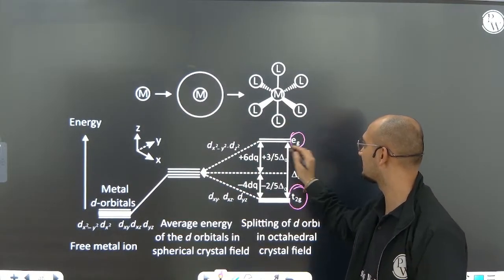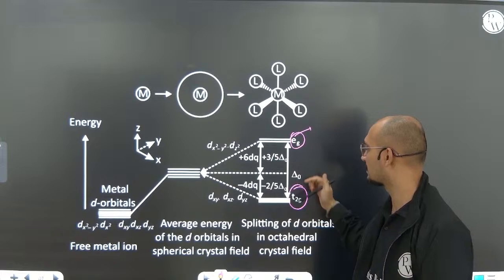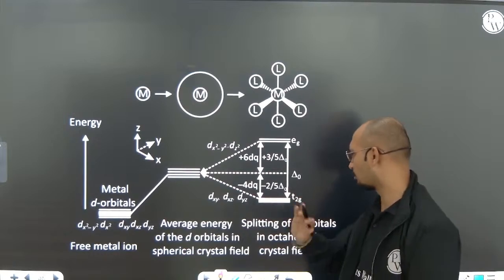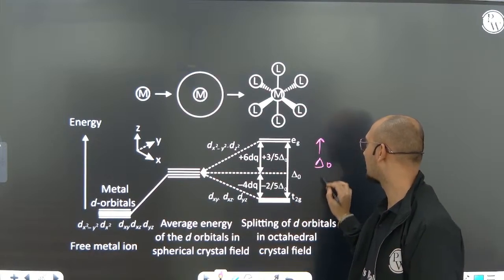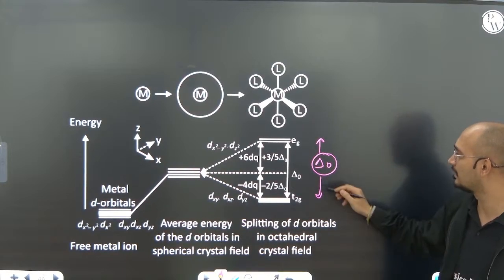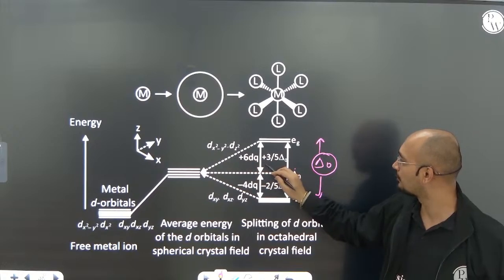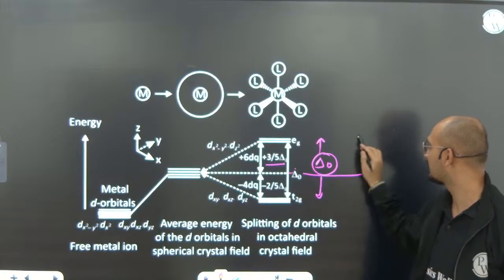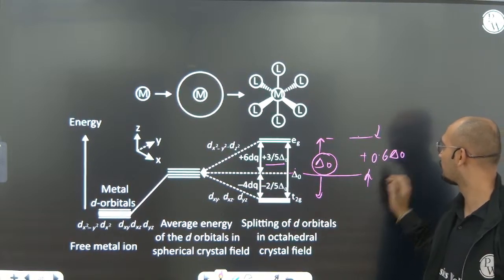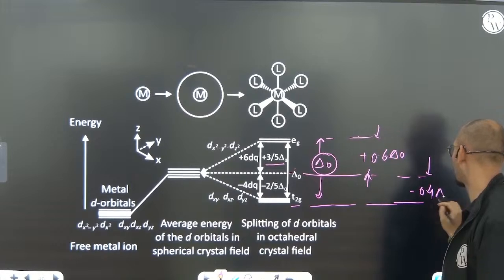What is this Eg? Eg is telling you that there are two degenerate orbitals. T2g is telling you that there are 3 degenerate orbitals. g is about the gerade symmetry. Do not think about it. This difference is delta O. Delta O is the crystal field splitting energy in the octahedral field. Because the overall average energy should be maintained, Eg is plus 0.6 delta O, and T2g is minus 0.4 delta O.